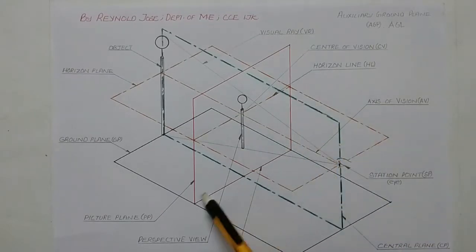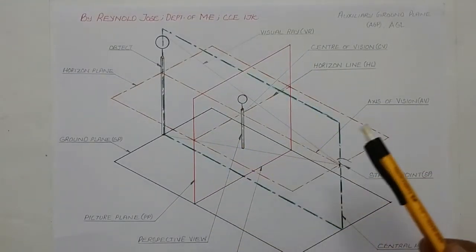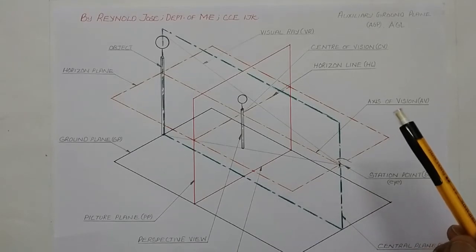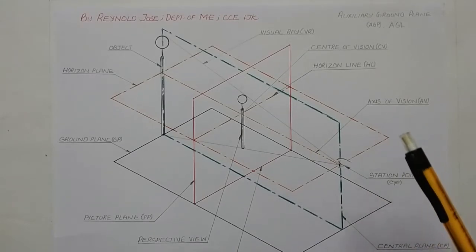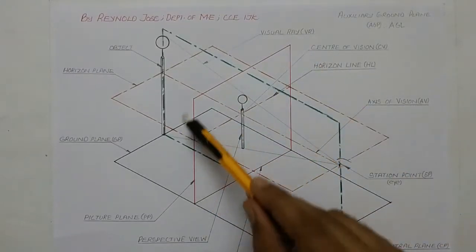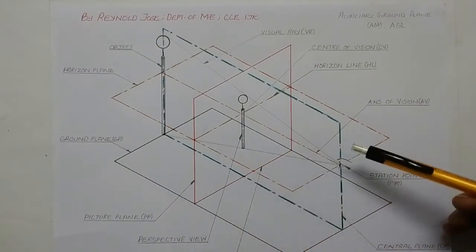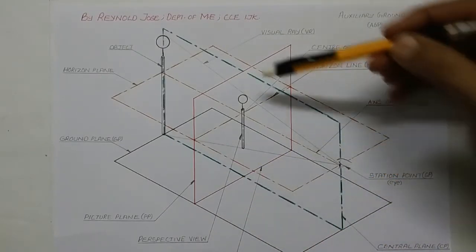So this is the third plane. What is the importance of the picture plane? The picture plane is the plane on which we are getting the perspective projection. The perspective projection, or the actual image of the object, is assumed to be formed on this picture plane.